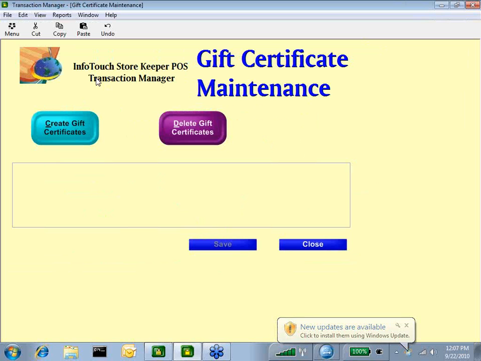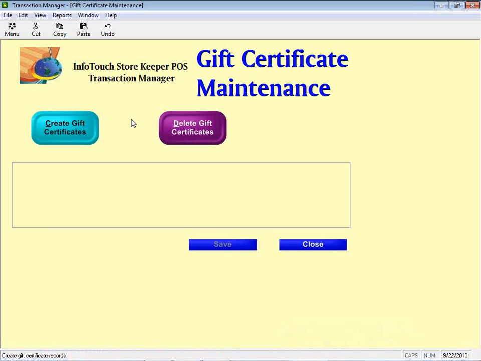So if you go into your current version, you would see a button in the middle here called Modify Gift Certificates, and that's not available. So let's talk about what we mean with gift certificates. A gift certificate is something we have supported for a long time.